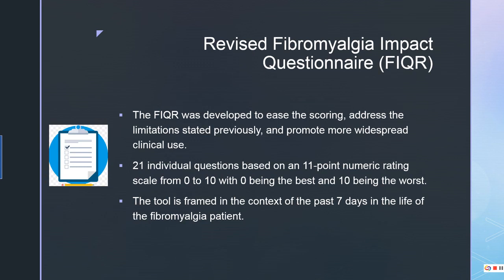This instrument has 21 individual questions based on an 11-point numeric rating scale from 0 to 10, with 0 being the best and 10 being the worst. The tool is framed in the context of the past 7 days in the life of the fibromyalgia patient.